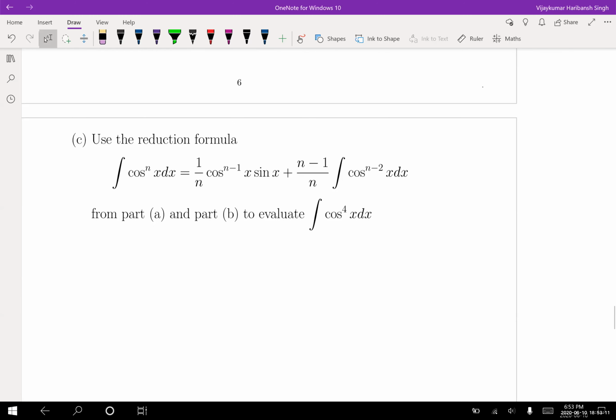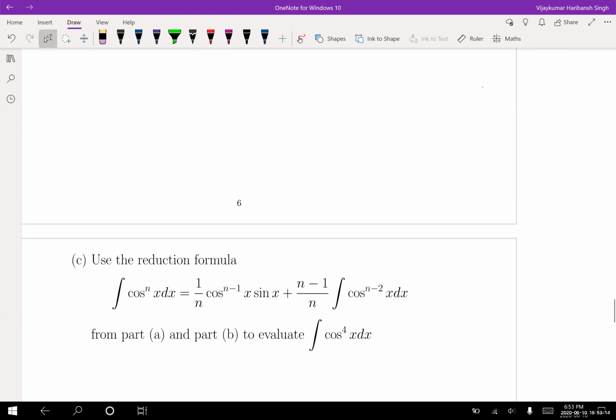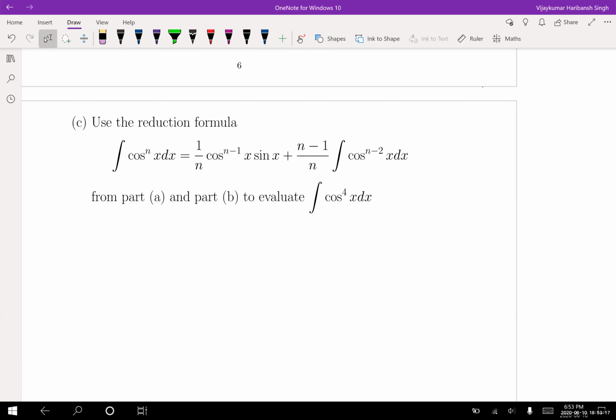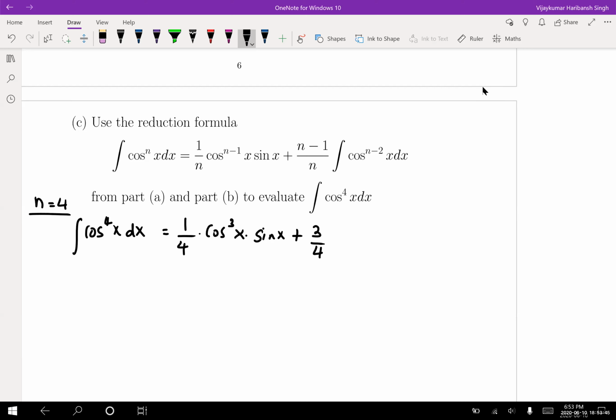So let's use reduction formula to evaluate integral of cos 4x dx. So how do we do that? So here n is 4, right? This will be 1 by 4 cos to the power n minus 1, which is 3, x times sine x plus 3 minus 1. So 4 minus 1, which is 3 divided by 4 integration of cos to the power 4 minus 2, which is going to be square x.